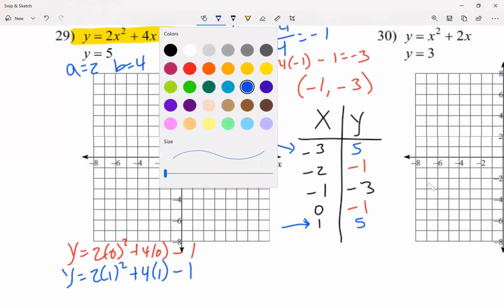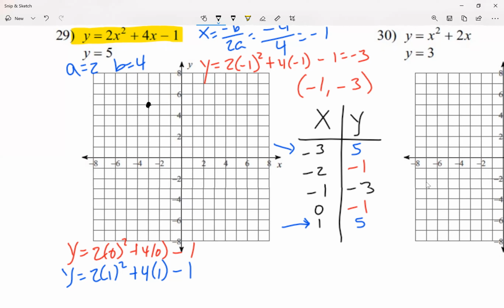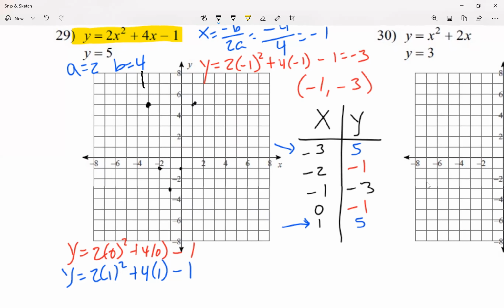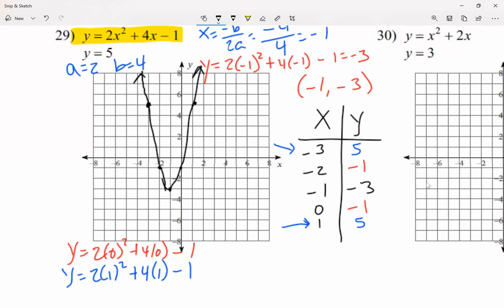That gives me 5 points. Let me graph all this in black. So first point is -3, 5. I have it right here. Then -2, -1. -1, -3. 0, -1. And then 1, 5. And if I was to graph this, it looks like that.